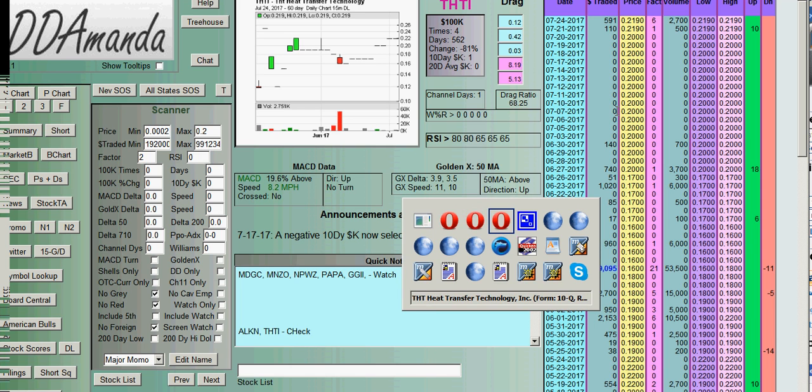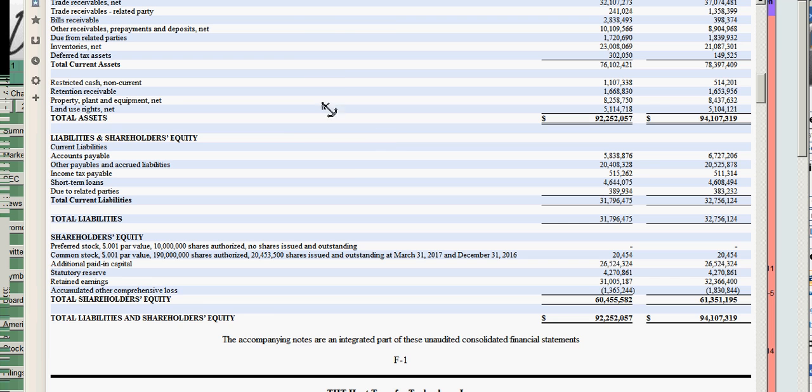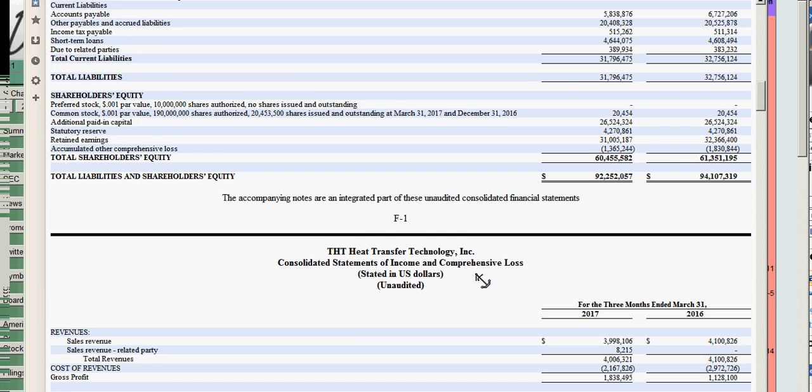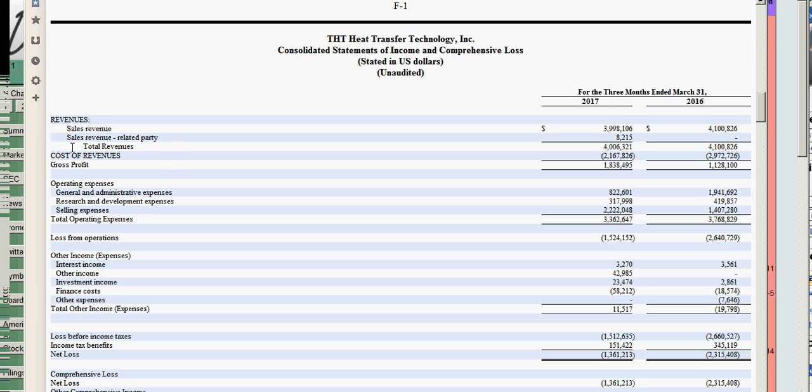Alright, so you've got your assets, your liabilities, your shareholders' equity. This company has a lot of equity for its shareholders. Why they're trading at 21 cents, who knows. But anyway, next we want to look at revenues. Sales revenue is almost $4 million here. However, we have a cost of revenues of $2 million, a gross profit of $1.8 million, and total operating expenses of $3 million. So they've actually lost money. Their loss from operations is $1.5 million for this quarter.